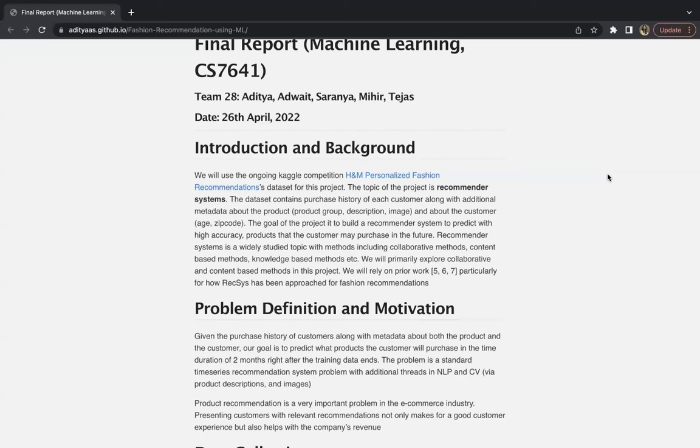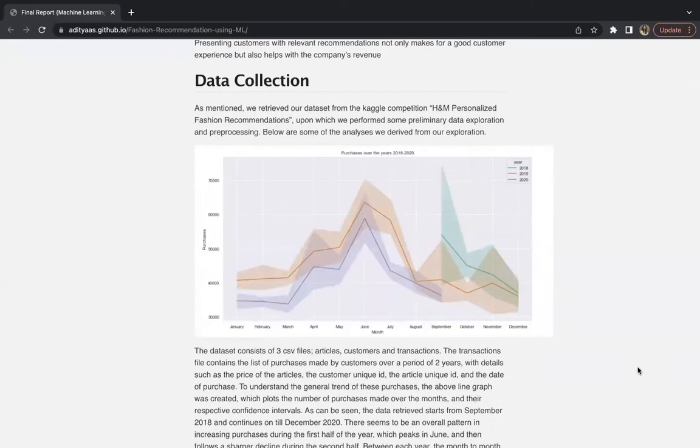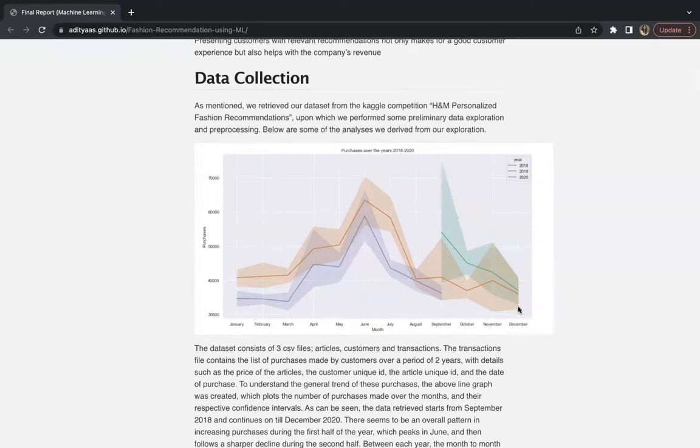Due to the huge amount of data and the computational limitations, we decided to sample a portion of the data set for our purpose. As can be seen here, the data retrieved starts from September 2018 and continues on till December 2020. There seems to be an overall pattern in increasing purchases during the first half of the year, which peaks in June and then follows a sharper decline during the second half. Between each year, the month-to-month trend seems to be almost identical, as depicted in the 2019 and 2020 graphs.